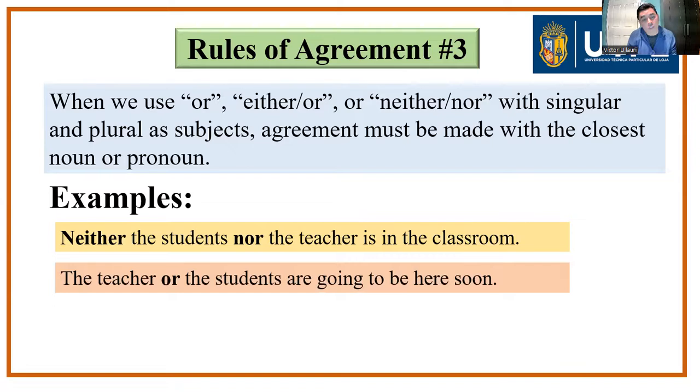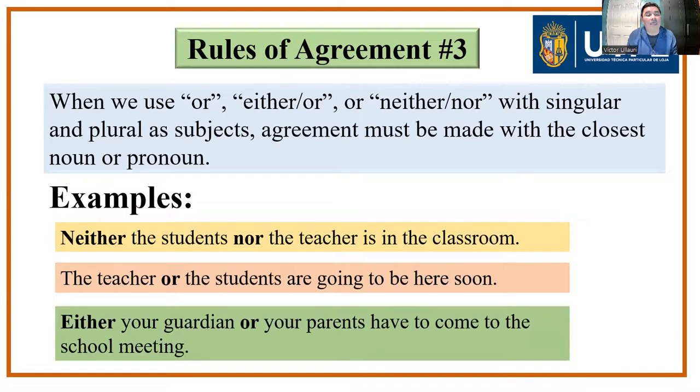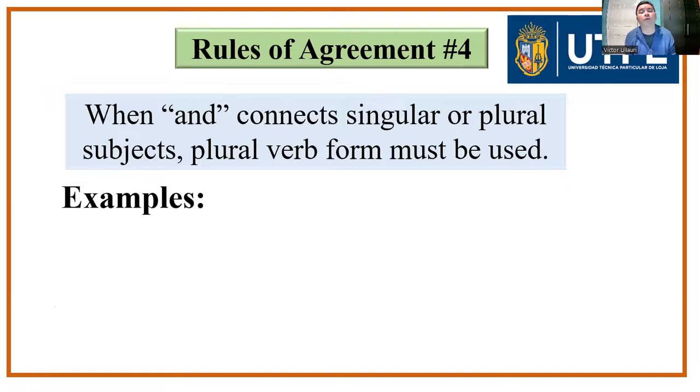Another example: the teacher or the students are going to be here soon. So we have singular and then plural, students, plural, and because the plural is nearest to the verb, we use the plural. I'll give you another example. Either your guardian, the person in charge of a child, or your parents have to come to the school meeting. We use the verb in plural form because parents is nearest to the verb. Parents, plural. That was agreement number three. Let's go with rule of agreement number four.